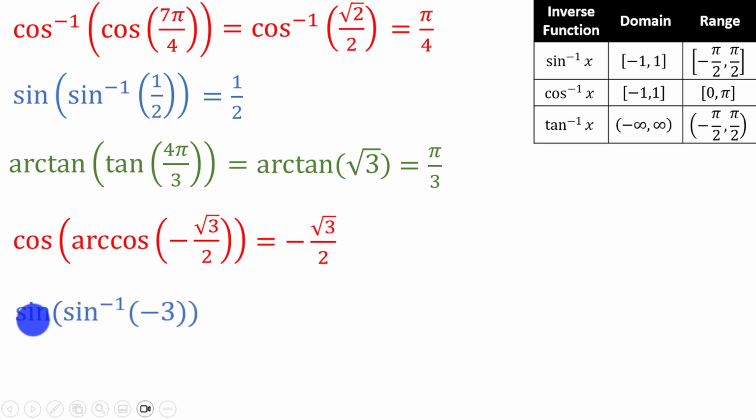Next one, we have sine of inverse sine of negative 3. So we have the regular trig function on the outside, which means we need to look at the domain. What is the domain of inverse sine? Well, it is between negative 1 and 1, but negative 3 is outside of that range, right?